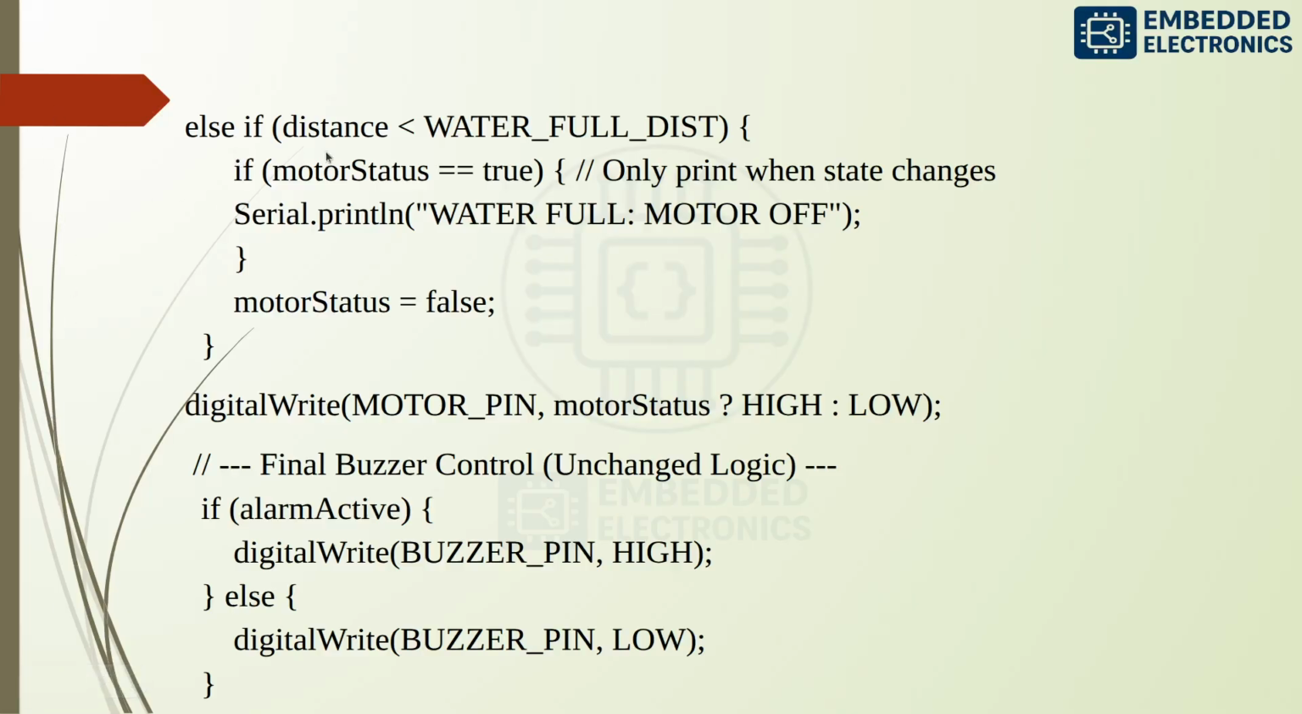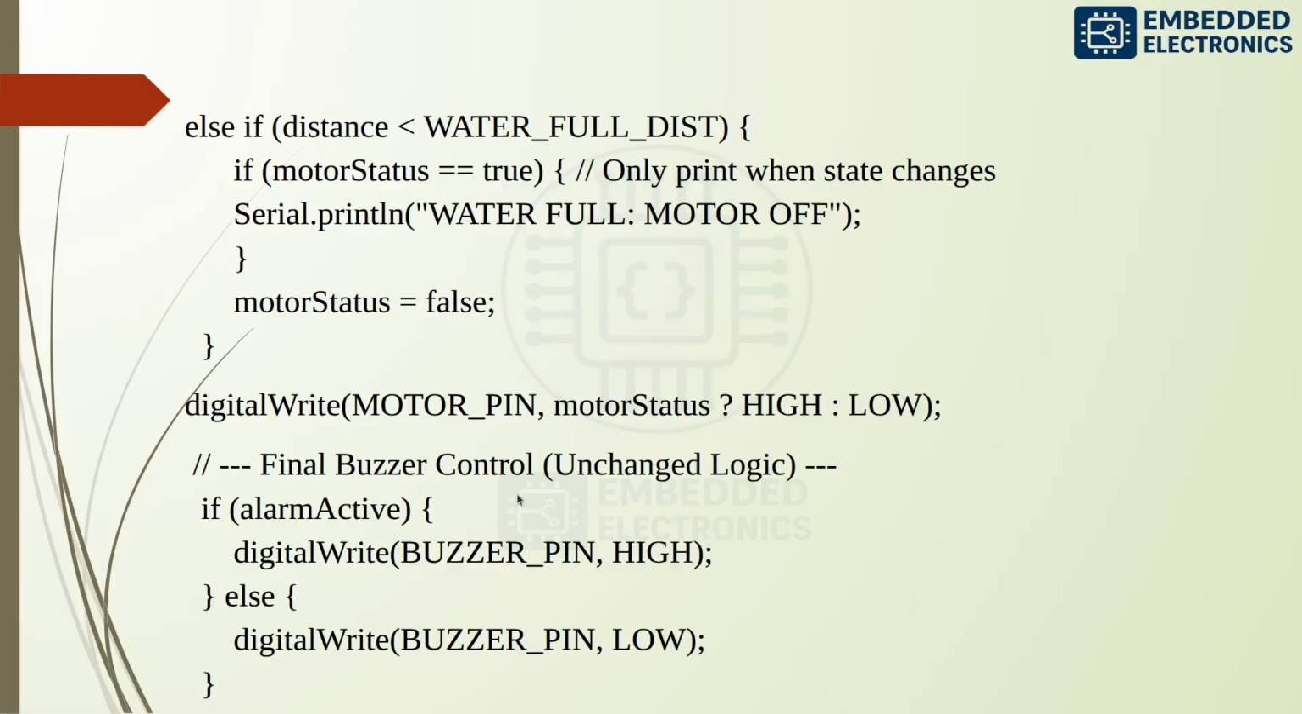Next is the else if condition. If distance is less than water full distance and another condition is motor status is true, then it prints serial print water full, motor off. It prints only when the motor status is true, and if motor status is false, it will not print this statement.